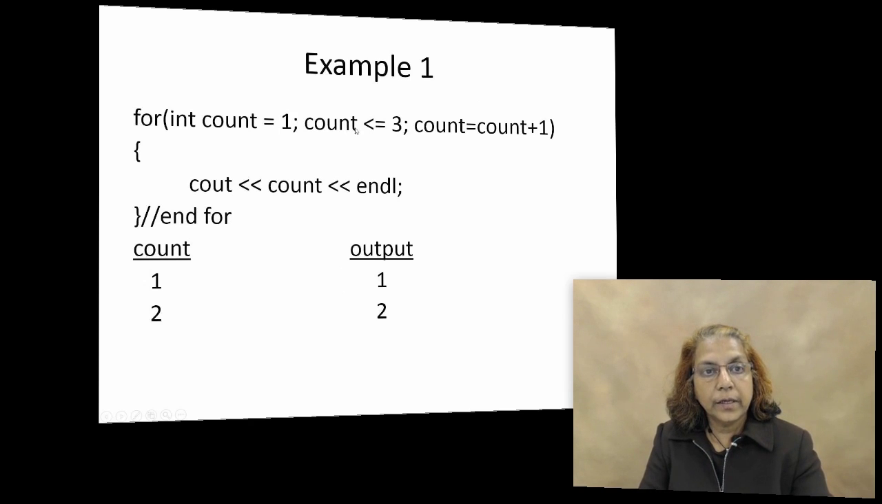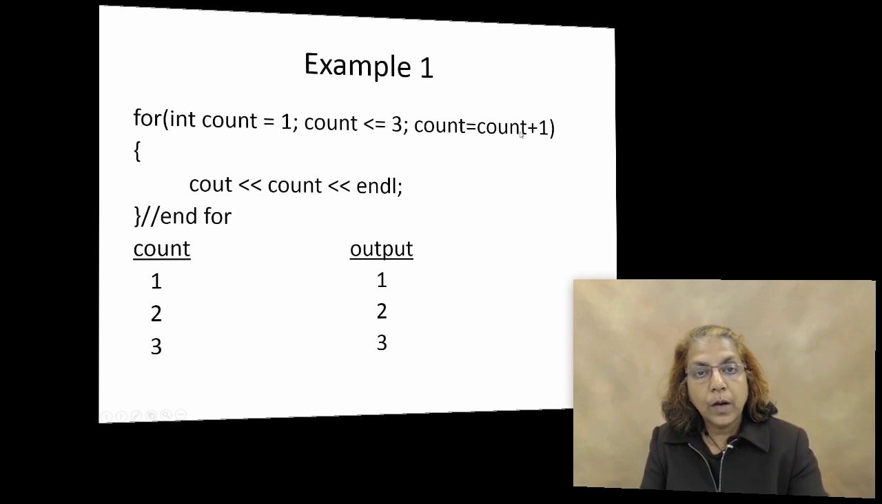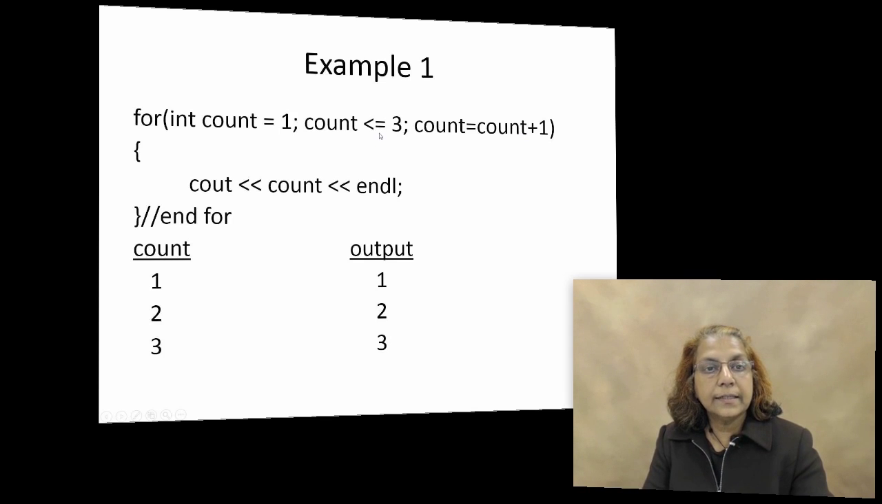Is count less than or equal to 3? It is. So, we display count 2. And go back, count becomes 3. Test the condition again. Is it less than or equal to 3? It is. So, we display 3. We go back. Now, count becomes 4. Is it less than or equal to 3? No. So, we stop the for loop.